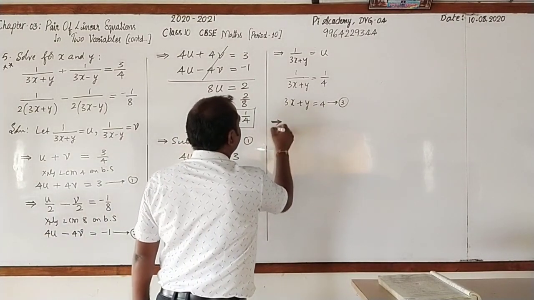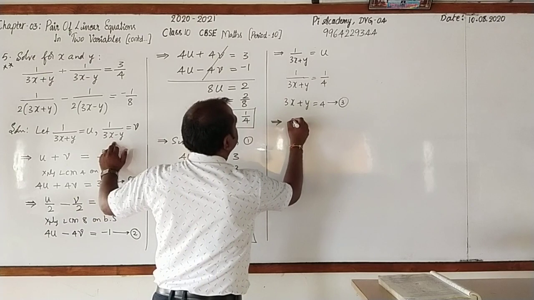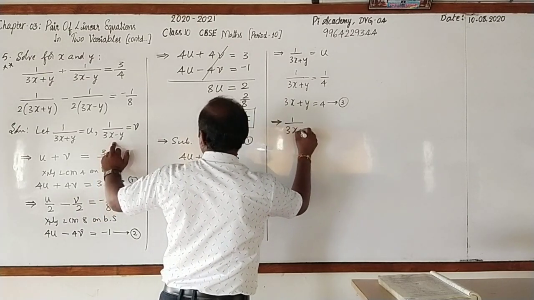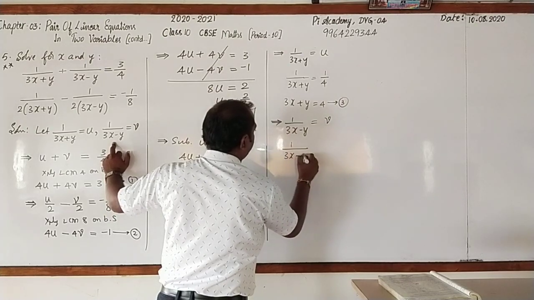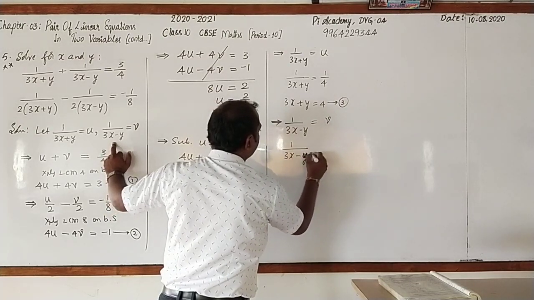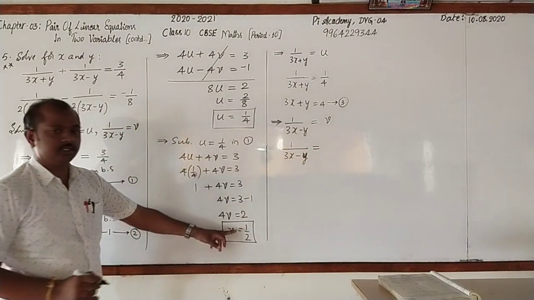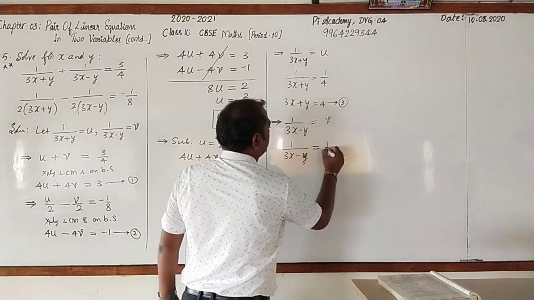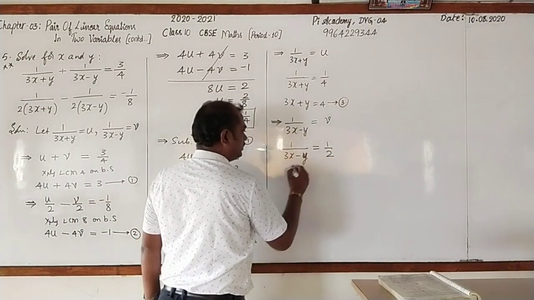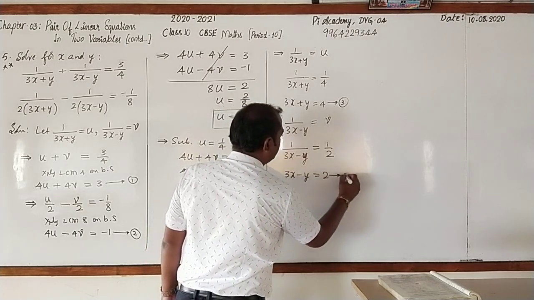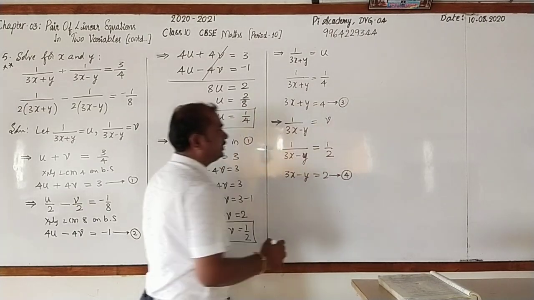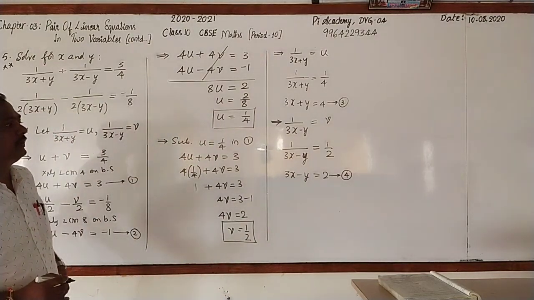Similarly, let us take v. What is v? It is 1 by 3x minus y. It is equal to v, where the value of v is 1 by 2. Again, go for cross multiplying. You will get 3x minus y is equal to 2. You may call it equation 4.